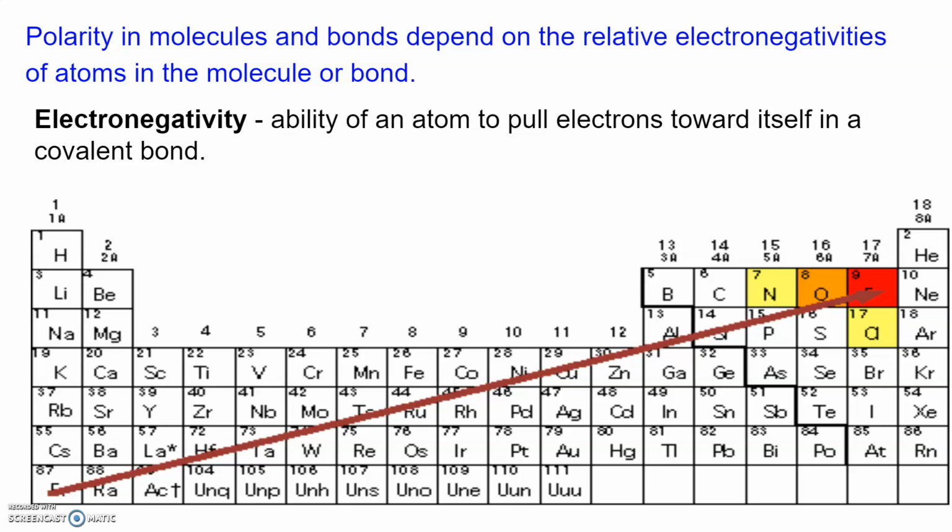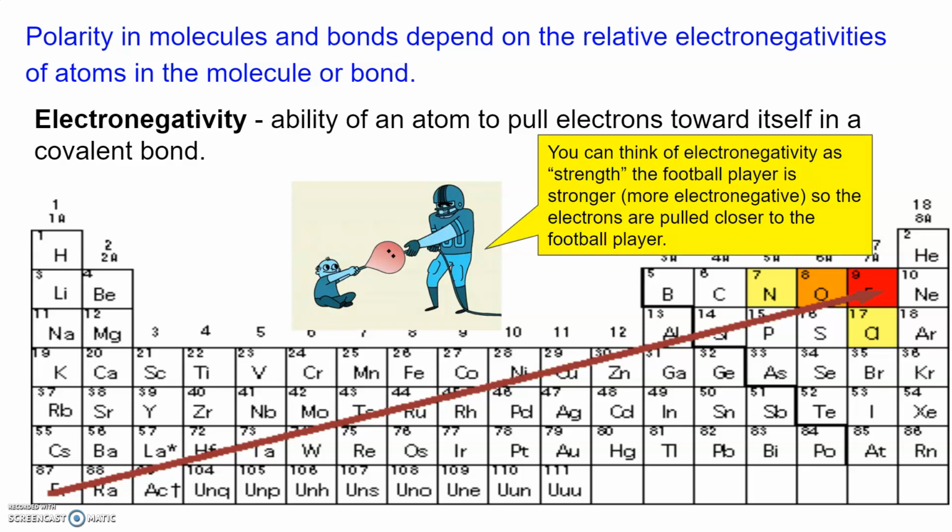So anyway, when we say more electronegative, what exactly do we mean? It's helpful to use this tug of war analogy. Here we have an image of a baby and a football player playing tug of war. The rope they're pulling represents the electrons in the bond. Who's going to pull the electrons closer toward it? It's going to be the football player, of course, because you can think of electronegativity as strength. The football player is stronger, so the football player will pull the electrons closer toward itself. The more electronegative atoms are like the stronger atoms, and the less electronegative atoms are like the weaker ones.